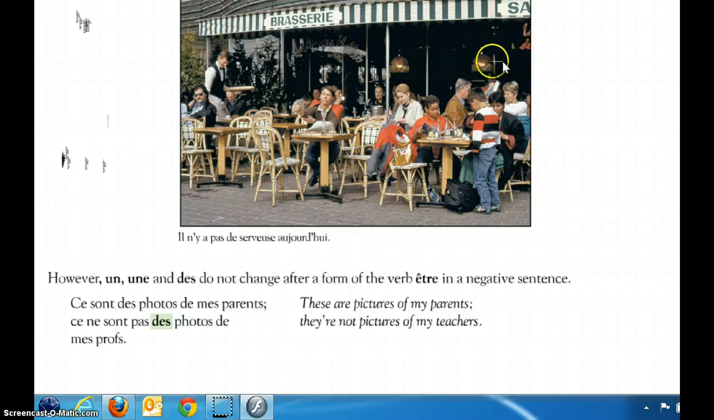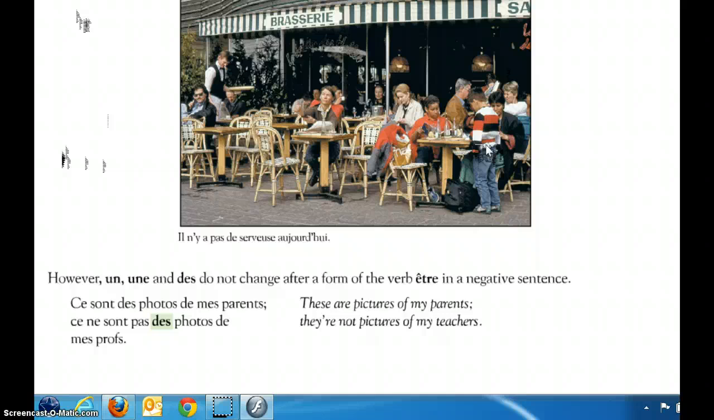However, un, une, and des do not change after a form of être. And this is important to remember. When you identify an object, and you say, this is a pencil, you do not make it negative and say, this isn't any pencil. The same goes true for English. When you identify an object, you cannot make it negative by using any. And if you did so, it would change the meaning of your sentence.